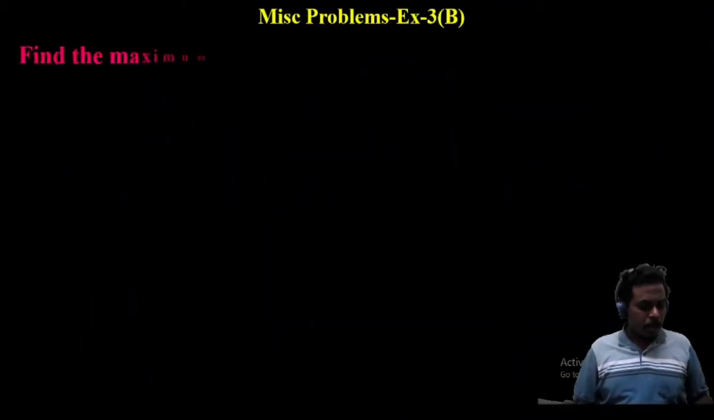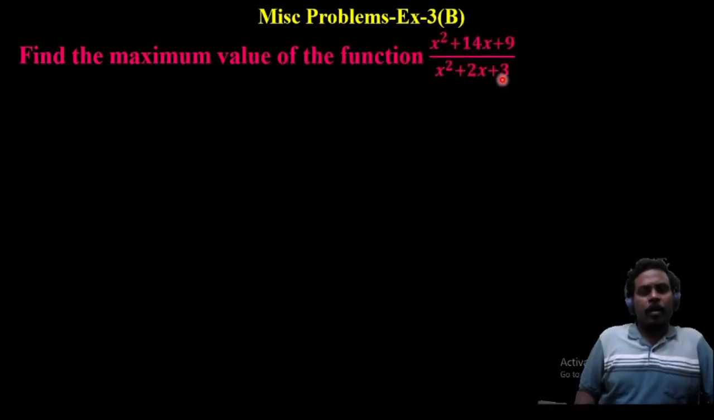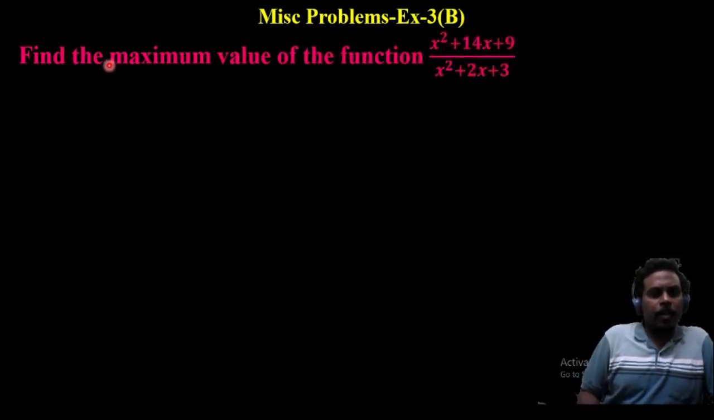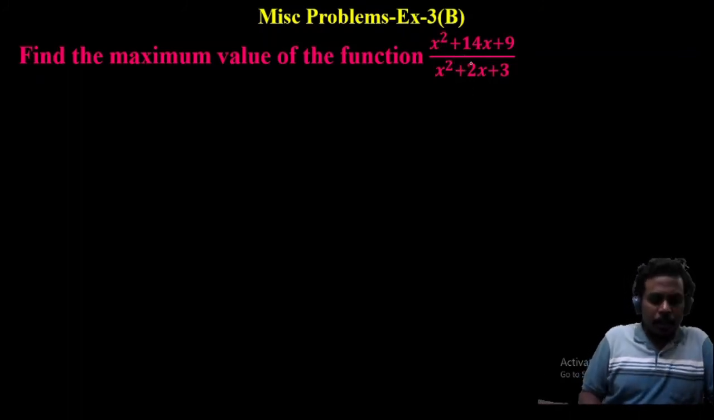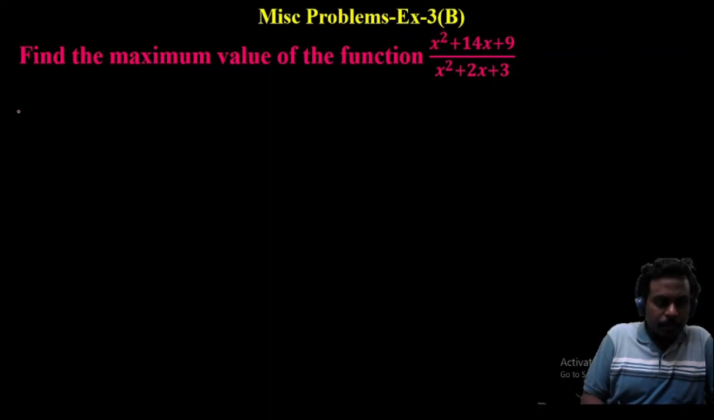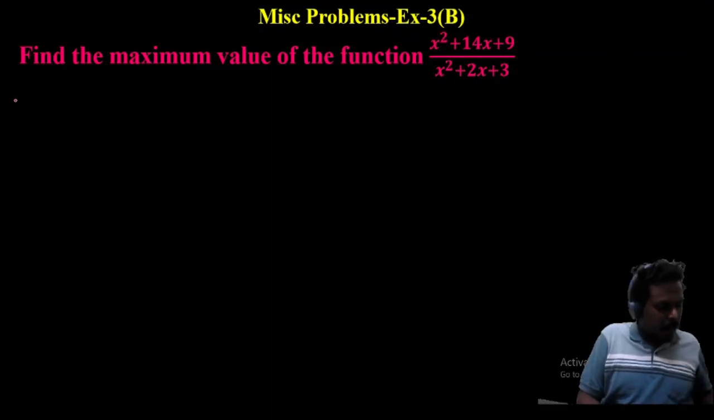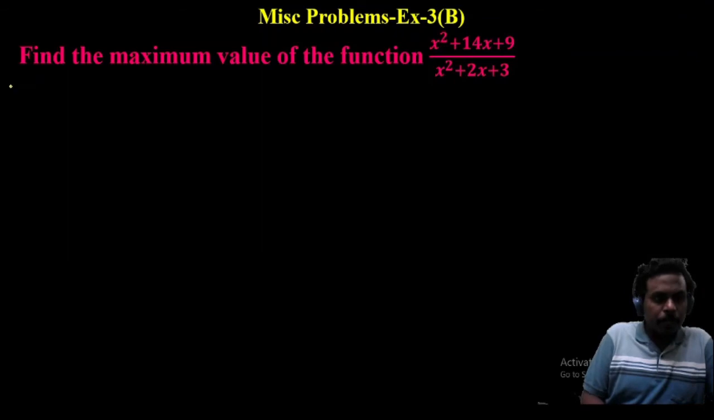Okay, let us solve one more problem. Find the maximum value of the function (x square plus 14x plus 9) divided by (x square plus 2x plus 3) actually. Here I have to find the maximum value of this function. Let us see how we are going to do this problem. It is very similar to the range problem.